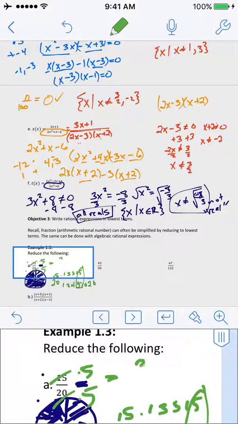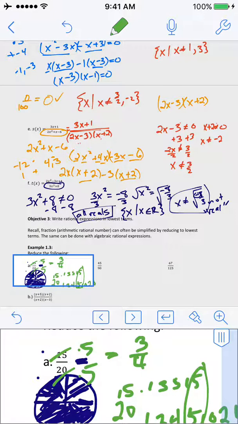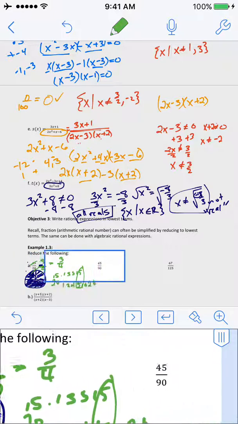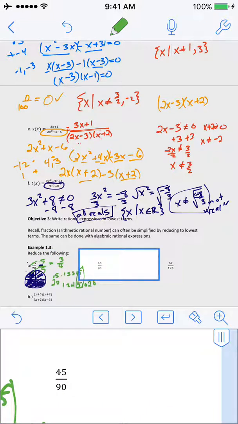I end up getting 3/4, which is just like what my picture said. So just find a common factor and take it out. What you're essentially doing is dividing by 1, right? Dividing by 5 over 5, which gives you 3/4. Let's do the same thing over here.